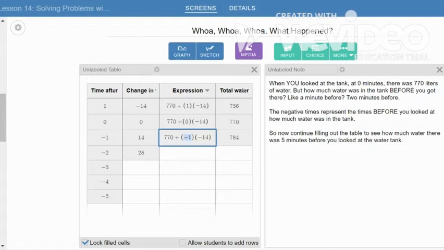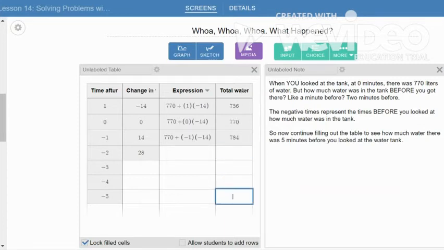And then 1 second before we looked, -1, and then we multiply it by a -14 because that's our change. A negative times a negative is a positive. So -1 times -14 is 14. 770 plus 14 is 784. So all of these numbers are going to be getting bigger and bigger because you're going to have more and more water in the tank here, right?